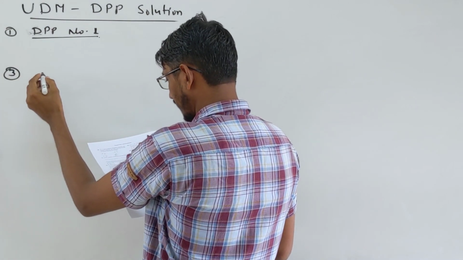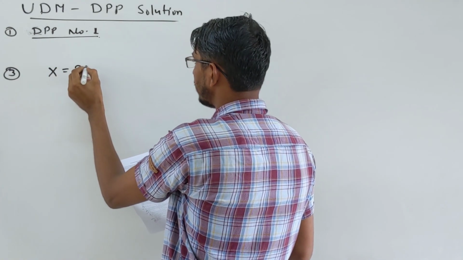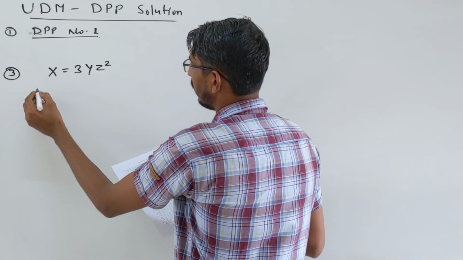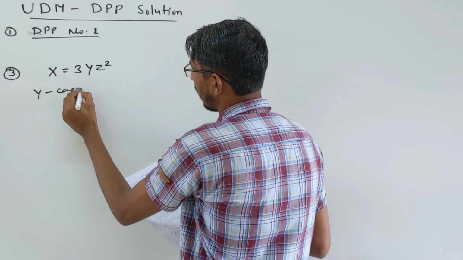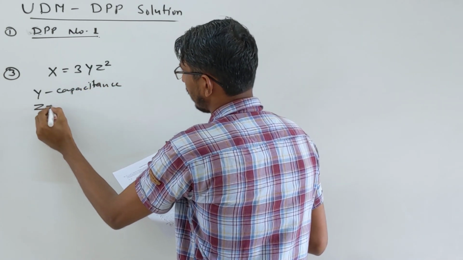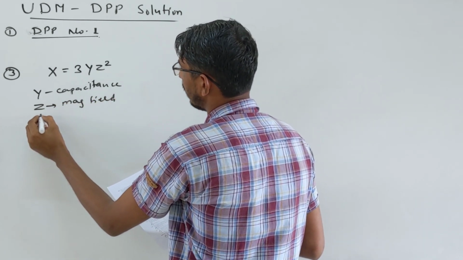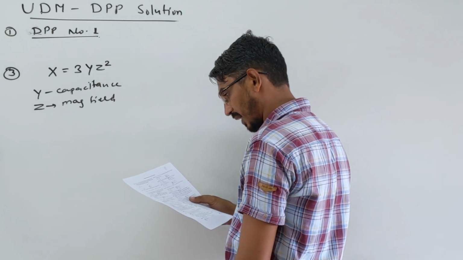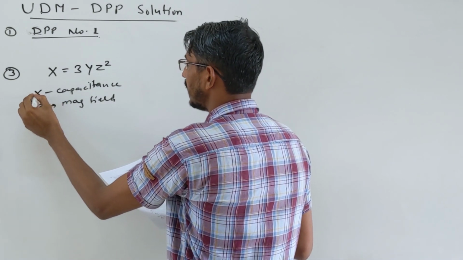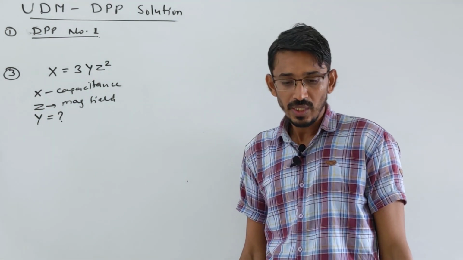Okay, so some formula is given: x is equal to 3 times y times g square, and they have mentioned what they are. They said that y is the capacity or capacitance, and g is the magnetic field. Find the dimension of what? Sorry, I wrote it wrong. X is the capacity and g is the magnetic field. We have to find the dimension of what? Y. This is the question.